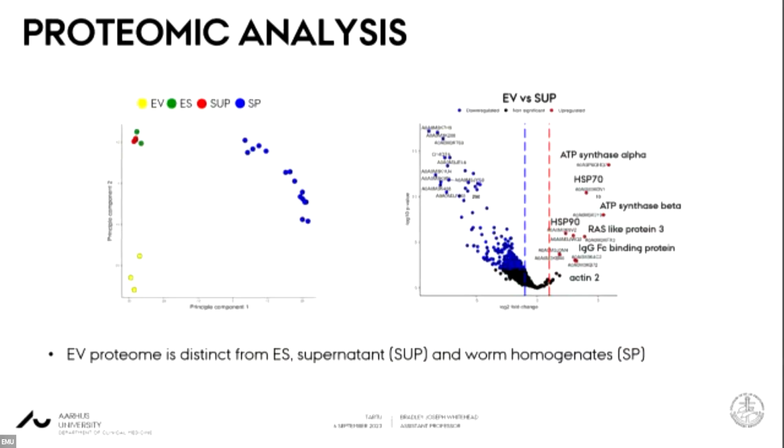Because we don't have antibodies, obviously, to many of our worms, we tend to use proteomics every time we do an isolation, and this is how we try and validate that we actually have EVs and that these are differential to other components of the worm. So we have the ES, which is the starting material, the supernatant from the ultracentrifugation, and then the SP, which is literally worm homogenate, and we see good separation, and we see some proteins that we recognize as being EV proteins.